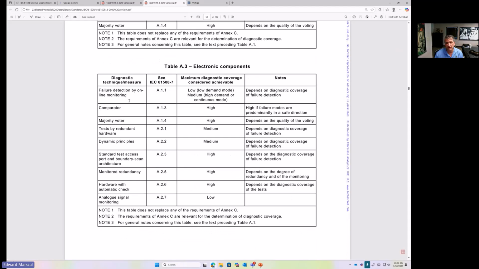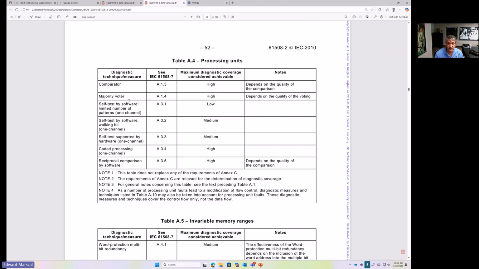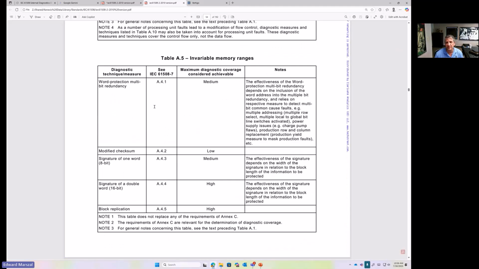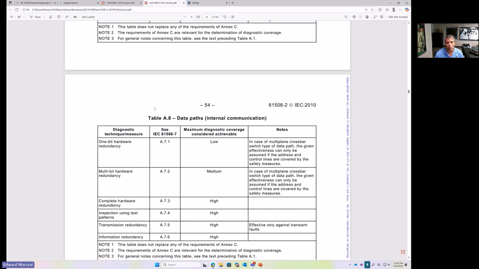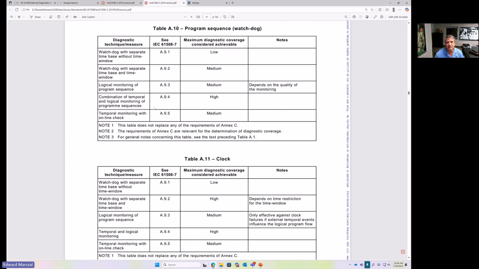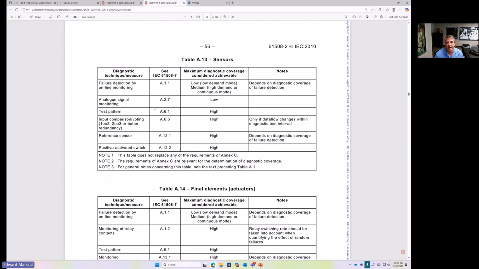So you do that for electronic components, electrical components, processing units, and then the one that we were looking at specifically was here in A13, which was related to sensors, and the specific test that we were looking for was input comparison. The standard says high is possible, but only if and only if the data flow is going to change within the diagnostic test interval.